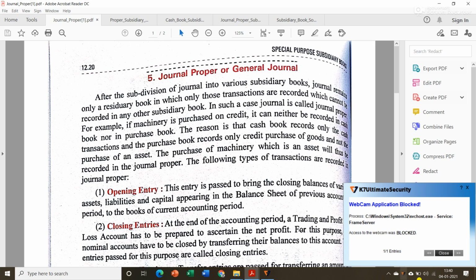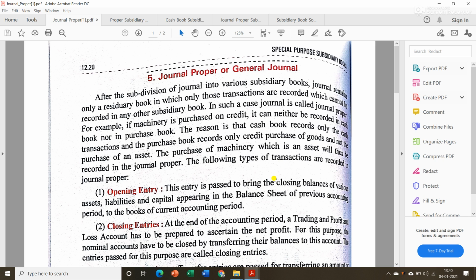Now first let us see what is journal proper. As we have already seen in the cash book chapter, but still let us see what journal proper or general journal means. After the subdivision of journal into various subsidiary books, journal remains only a residuary book in which only those transactions are recorded which cannot be recorded in any other subsidiary book.